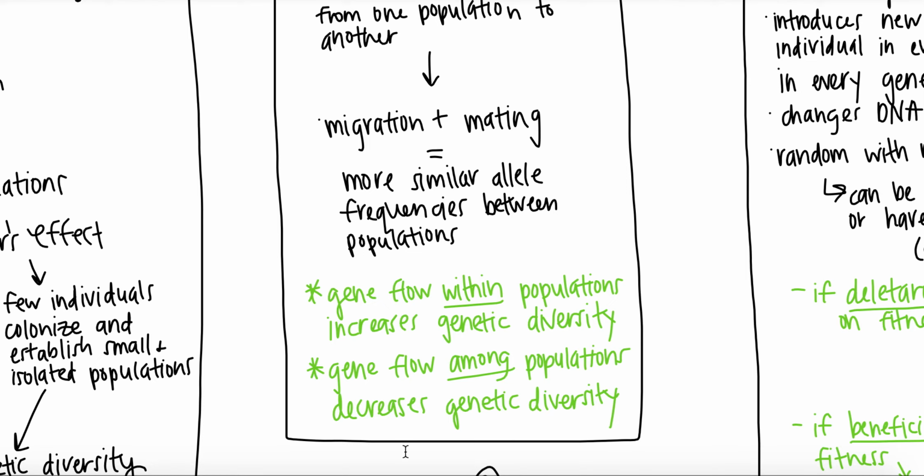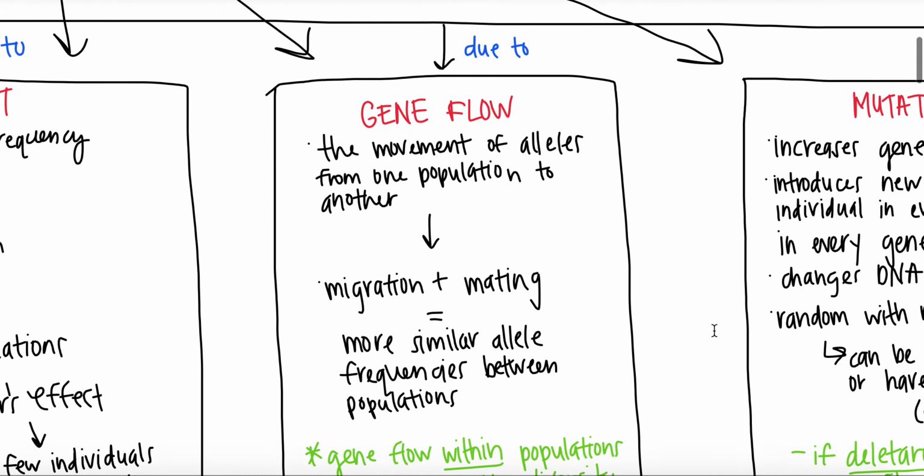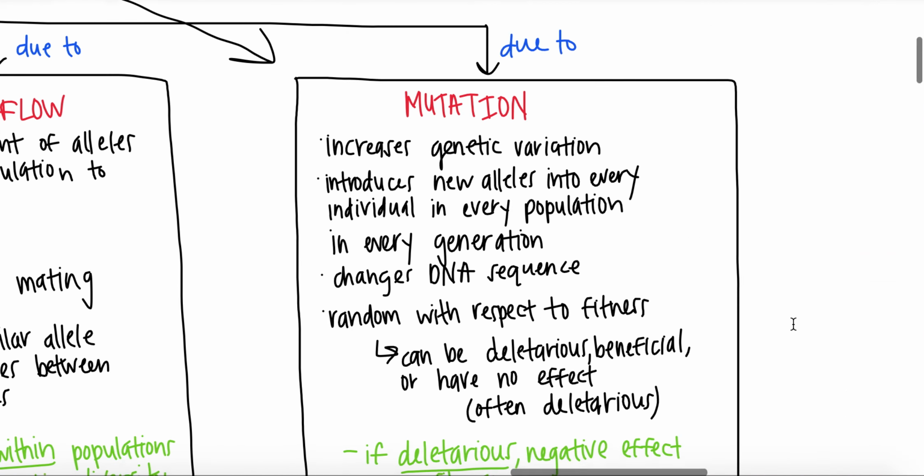Whereas gene flow among populations decreases genetic diversity. Like I said before, when the mainland bird comes over and starts to mate with the island birds, and the island birds start to get the mainland characteristics, both the mainland birds and the island birds have mainland characteristics and traits. So now they're more similar, and genetic diversity between the two populations has decreased. And finally, we come to mutation.